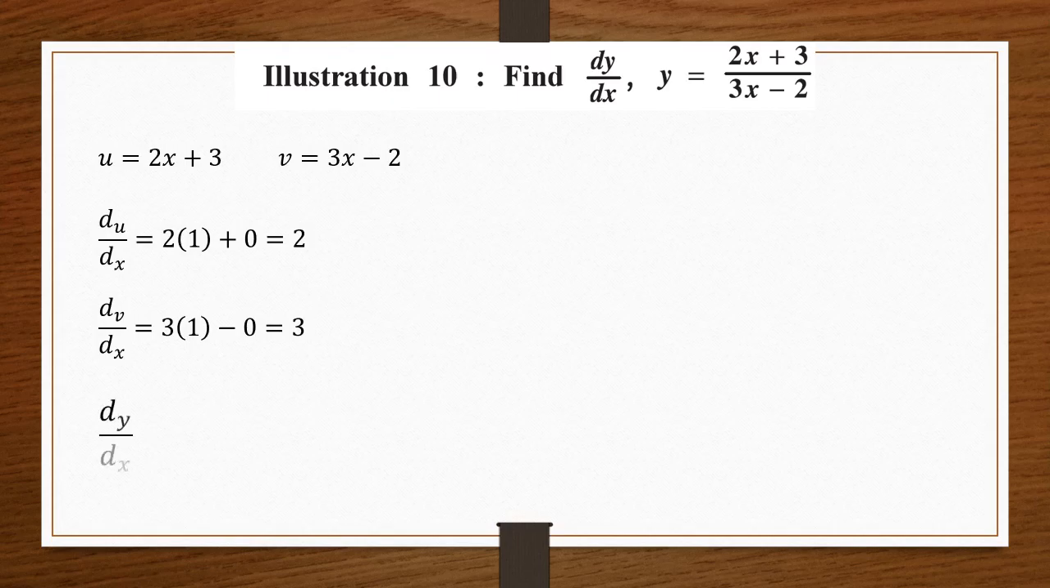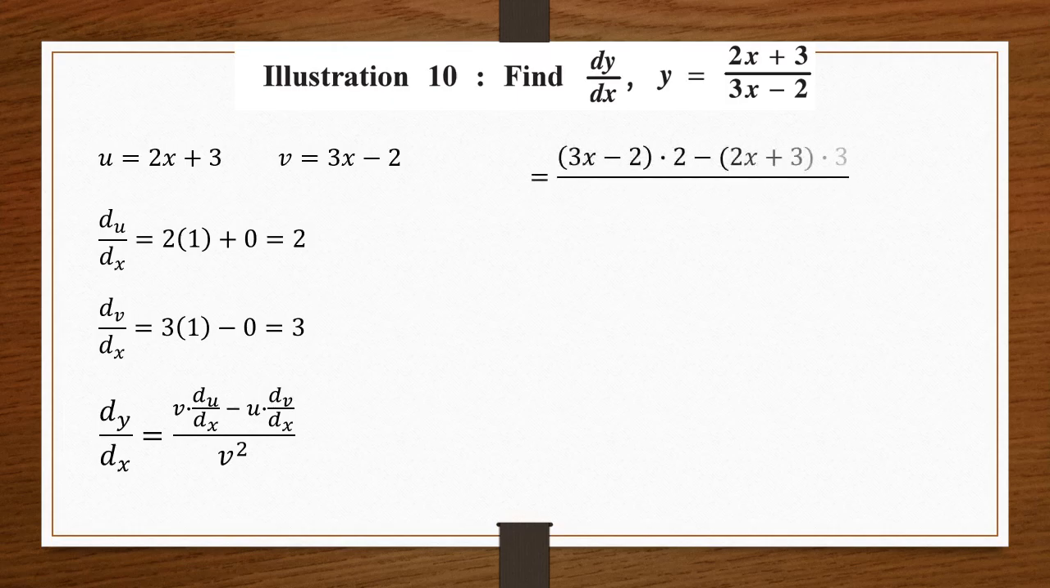Now we have to follow our formula dy upon dx, the whole formula. Watch it carefully and put each and every value as it should be. First one is the v, then du upon dx, that is 2, then u, then dv upon dx divided by 3x minus 2 the whole square. As you can see, we have put the values according to our symbols. Where v is written, we have to put the value of v.